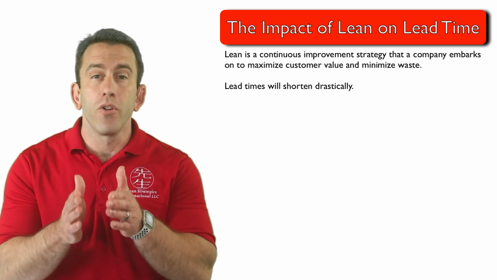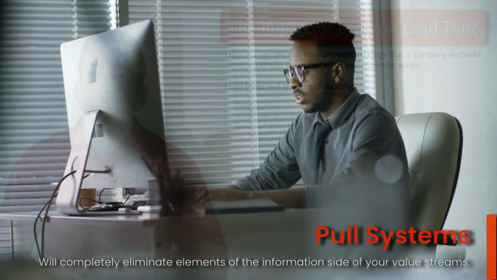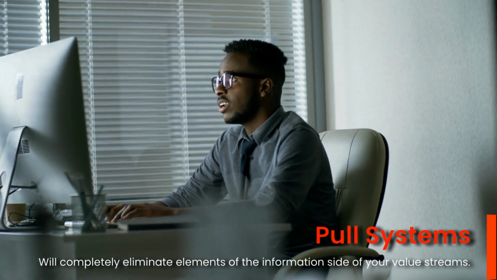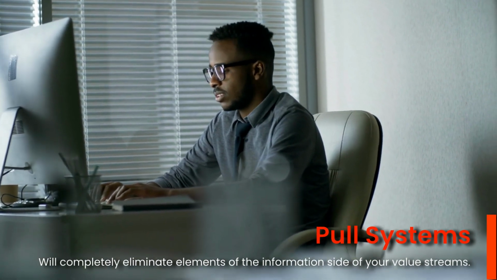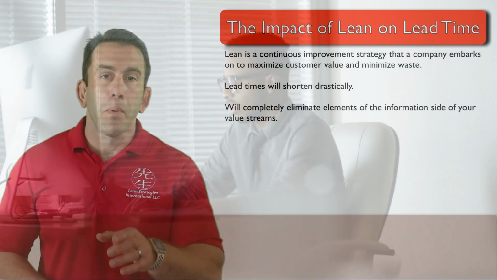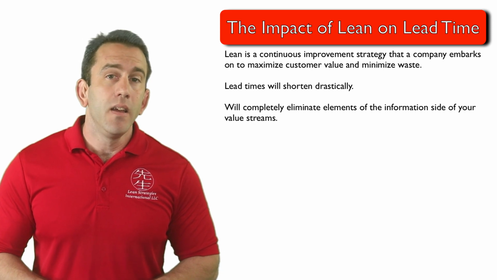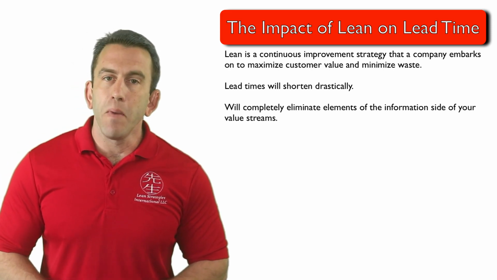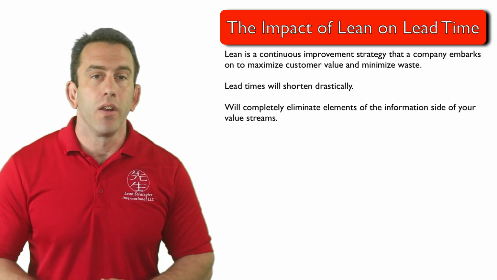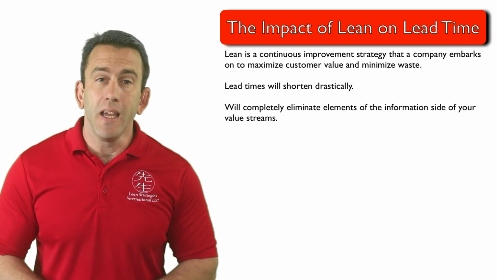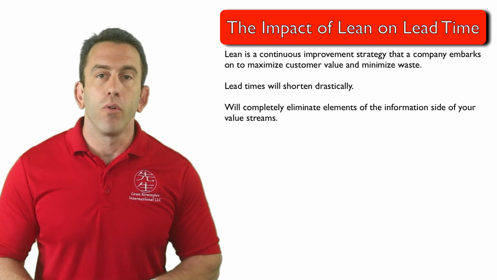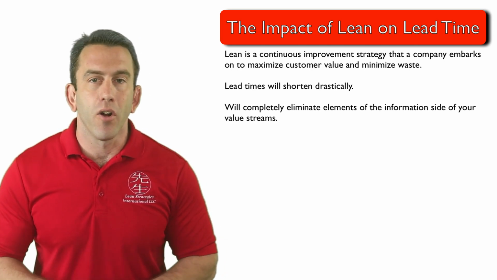times will shorten drastically. In many cases, a pull system will completely eliminate elements of the information side of your value streams. As you implement pull and Lean, you will find that the flow of both materials and information in your organization will change completely, and oftentimes will require workers to relearn how scheduling and planning occurs.